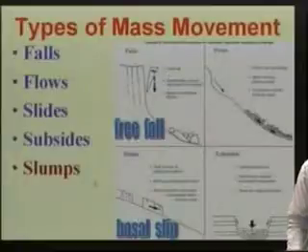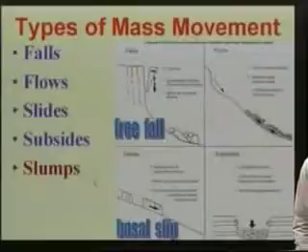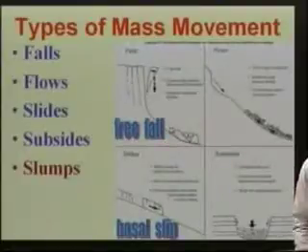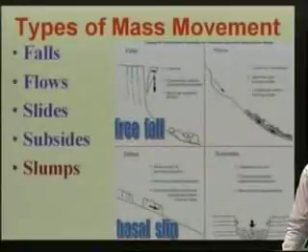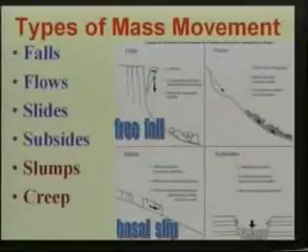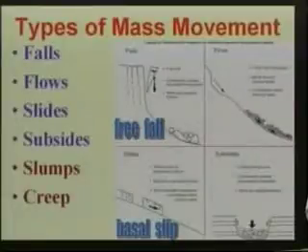Now, a specialized case of a slide is referred to as a slump. And I'll wait till we get to some better images of what slumps are to help you describe and delineate the differences between a more typical slide and what we define as a slump. Creep is a special case of downward movement of the surface of the earth. And again, I'll wait till we get some images of the mechanics behind what we call creep. Okay?